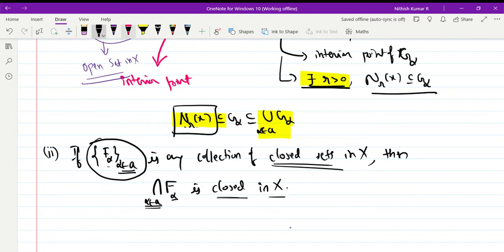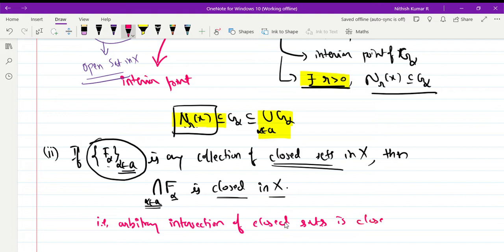That is, an arbitrary intersection of closed sets is closed in X. Now we shall observe the proof.